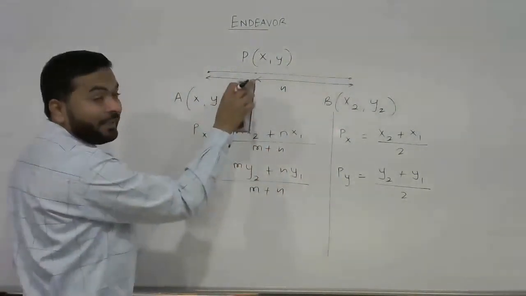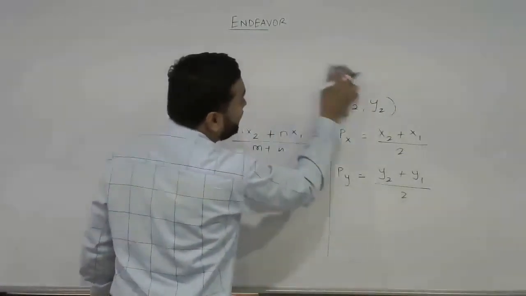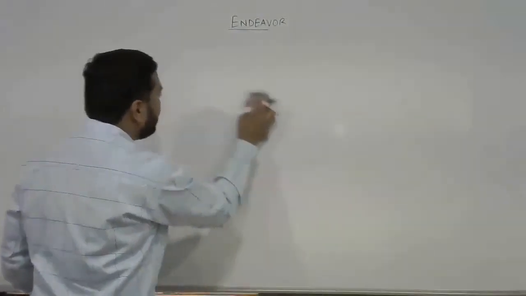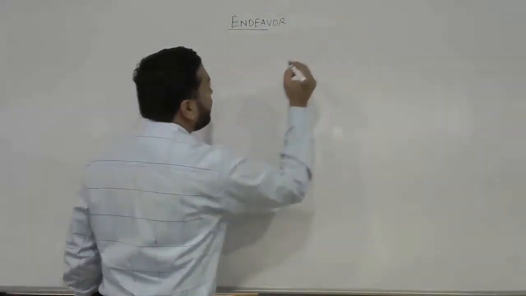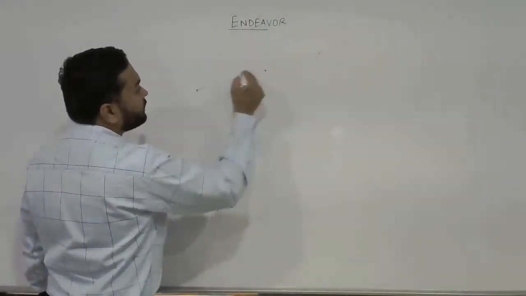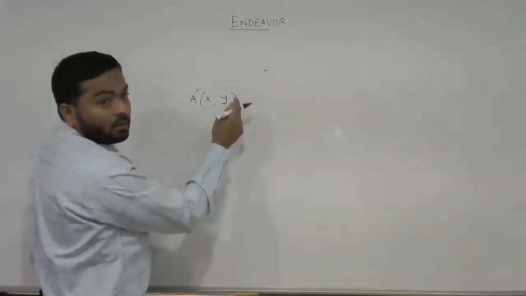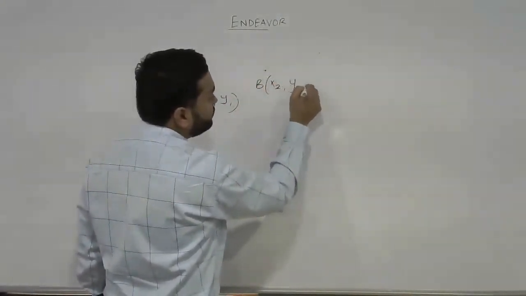Great. Now let us see what if this point is outside the line. So basically, this is the internal section formula. If the point P is outside the line AB, then in that case it would be called the external section formula. Let's say the point A is x1, y1, and point B is x2, y2.